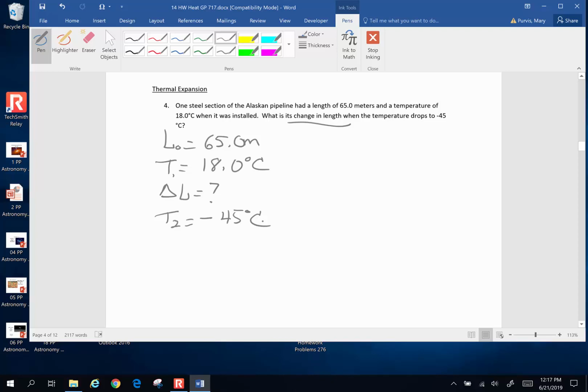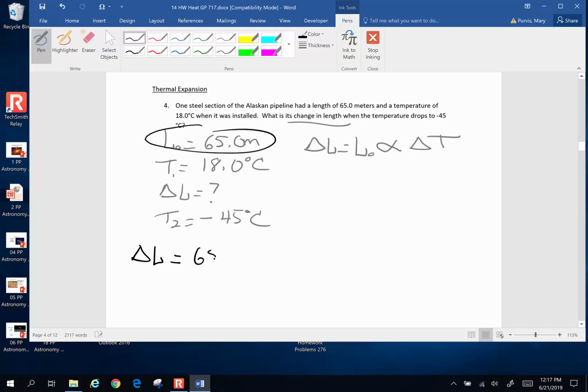Well, our linear expansion equation says this. The change in length of an object is going to be its original length times its coefficient of linear expansion times that change in temperature. So the change in length here is going to be equal to the original length, 65 meters. Now, where do we find the coefficient of linear expansion? On that constant sheet that I gave you, there are coefficients of linear expansion. This is a steel section of the Alaskan pipeline.